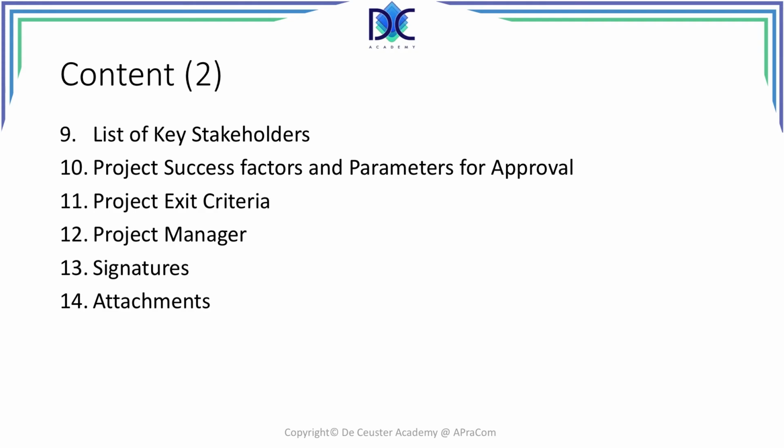Project success factors and parameters for approval. How do we define success? And what are the parameters that will be used or the parameters that have to be met to approve the project? Project exit criteria are very important. Here we have to specify the conditions that have to be met in order to close or to cancel the project or phase. This refers to approvals, completed documents, and completed deliverables.